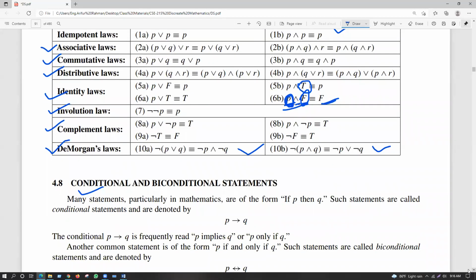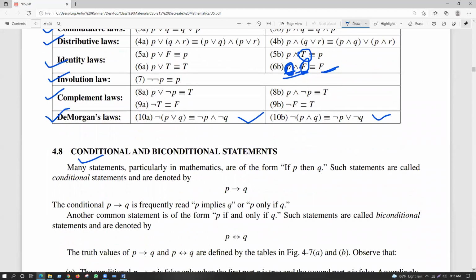Great. Let's talk about now the conditional and biconditional statements.